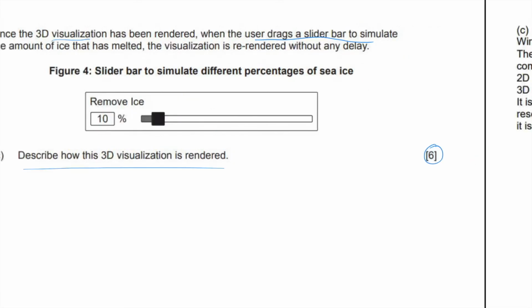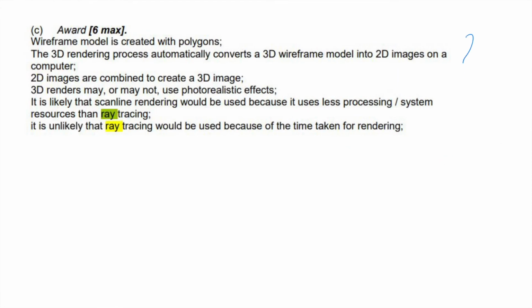Now this is a 6-point question, and right here the mark scheme shows some facts, not necessarily in order. Basically, we have a wireframe model that's created with polygons, 3D objects. We can say the 3D rendering process automatically converts a 3D wireframe model into 2D images in a computer. 2D images are combined to create a 3D image, which I think should be kind of obvious. It's likely that Scanline rendering is used because it uses less processing power than ray tracing. And it's unlikely that ray tracing would be used because of the time taken for rendering. This seems to be, as we said before, a case of real-time rendering.